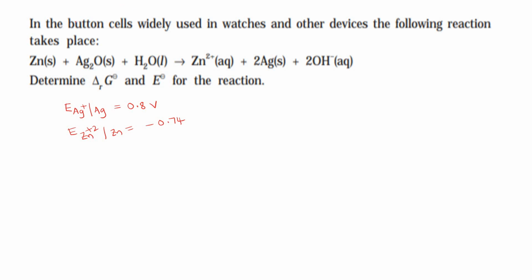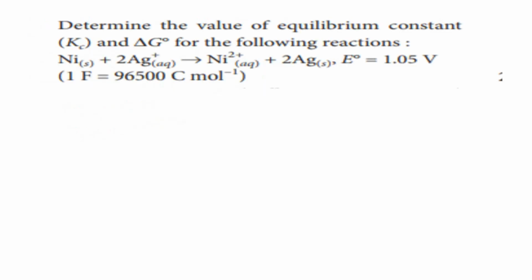This is one more problem. Here also you can calculate delta G. In this equation, zinc converts into zinc plus 2, and in this Ag2O, Ag2 is nothing but Ag plus only. Ag plus converts into Ag. Here also you can calculate the problem. Here is one more problem: calculate Kc and delta G. E naught is given directly. Calculate delta G naught and also Kc by using the formula.